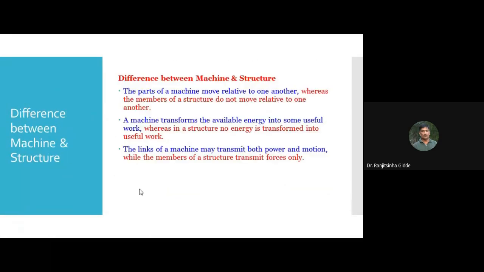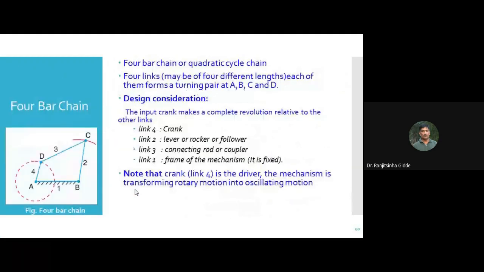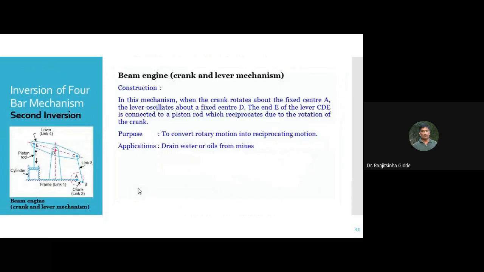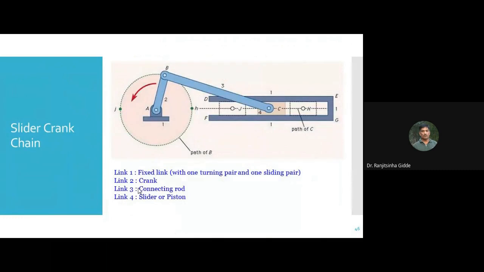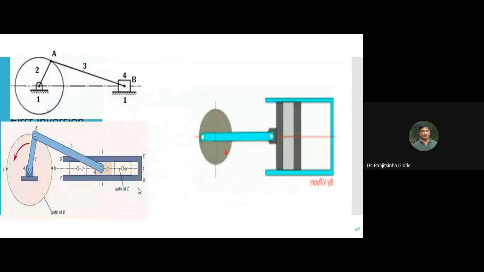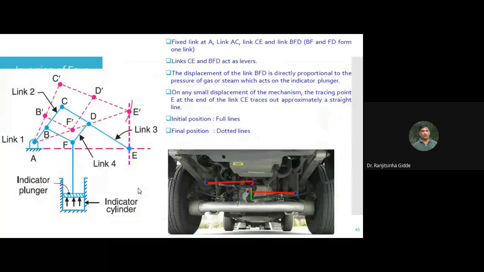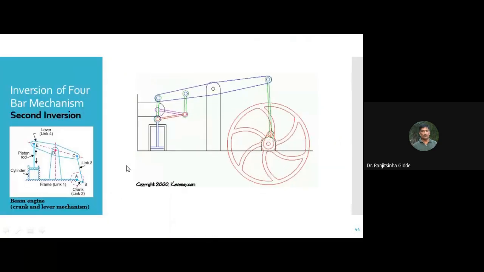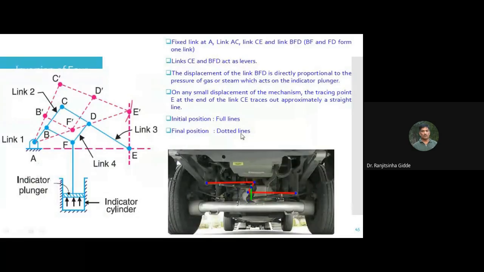So in the morning, we have seen inversions of the 4-bar mechanism. Then we have seen this slider. Next part we have started, that is the slider crank chain and its mechanism. So this part we have covered. Before that, I would like to show the animation which is part of inversion of the 4-bar chain. So, the previous one.